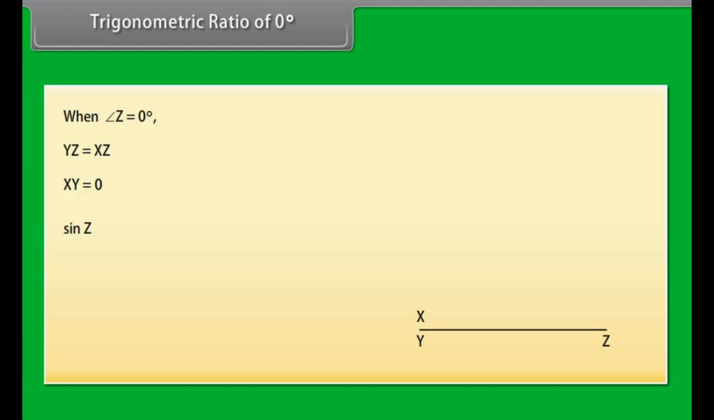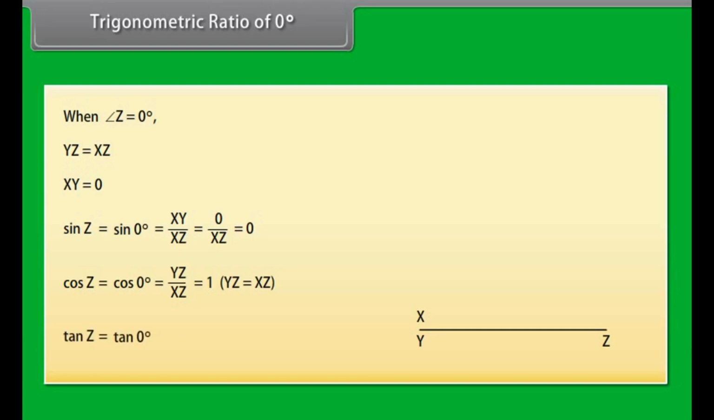Sin Z is equal to sin 0 degree, which is equal to XY upon XZ, which equals 0 upon XZ, which is equal to 0. Cos Z is equal to cos 0 degree, which equals YZ upon XZ, which equals 1, as YZ is equal to XZ. Tan Z is equal to tan 0 degree, which equals XY upon YZ, which equals 0 upon YZ, which is equal to 0.